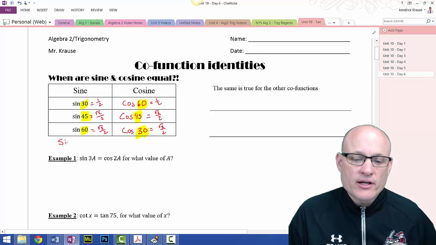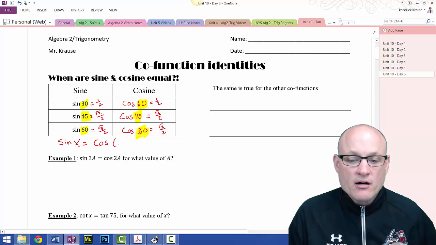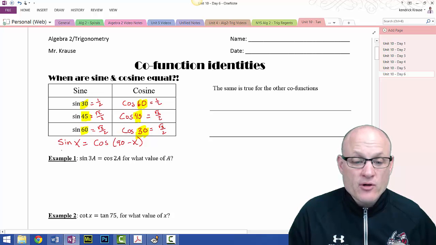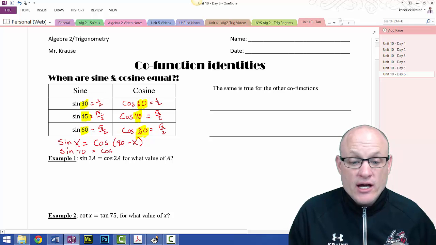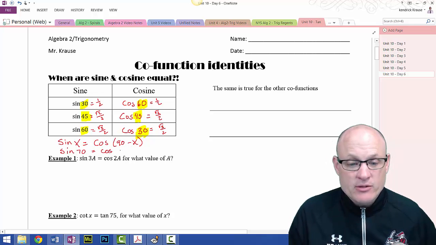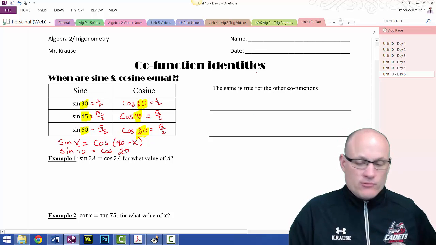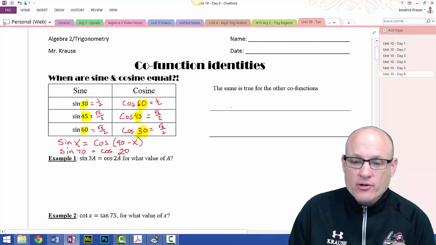Or another way to say it is the sine of x is equal to the cosine of 90 minus x. And it doesn't matter what you pick for x. I could have the sine of 70 is equal to the cosine of 90 minus 70, which would be 20, as long as they add up to 90 degrees. And that is true for any of the other cofunctions as well.